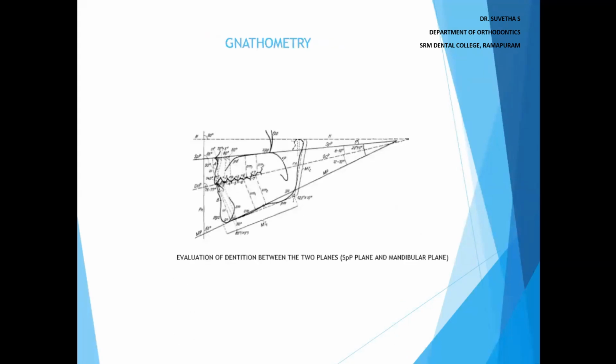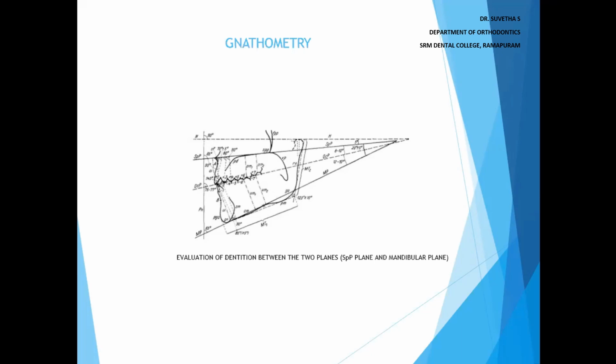Next, we'll see about the gnathometry. When you see this picture as such, it is very confusing. But let's divide this picture into a simple part. So you can see that the line that is bisecting the anterior nasal spine and posterior nasal spine is the SPP. Likewise, in the mandible, we have the mandibular plane. So the angle between the SPP and mandibular plane, or rather the area between the SPP and mandibular plane, will fall into the gnathometry. So they have categorized it into dentoalveolar region and dental region.